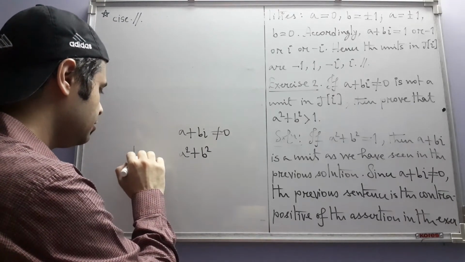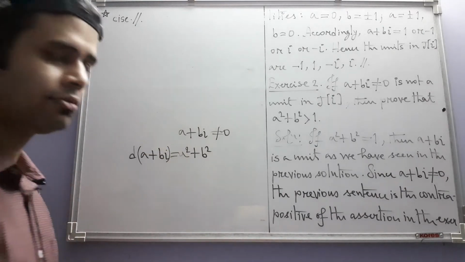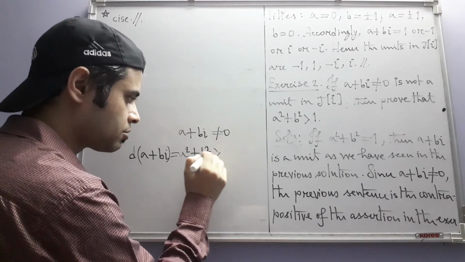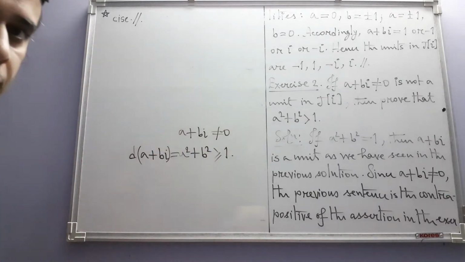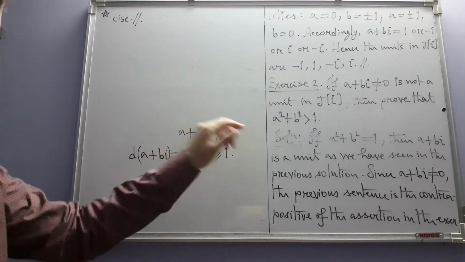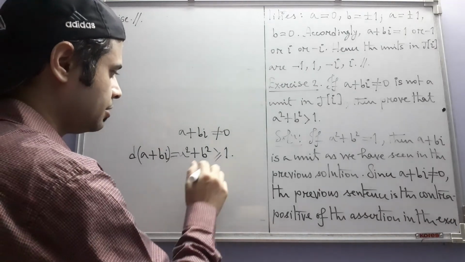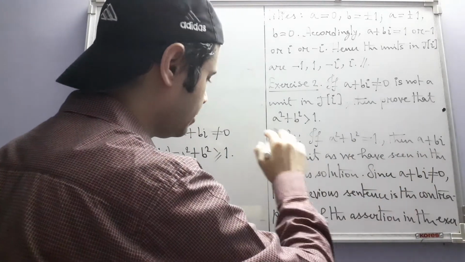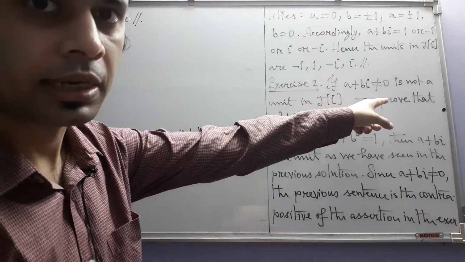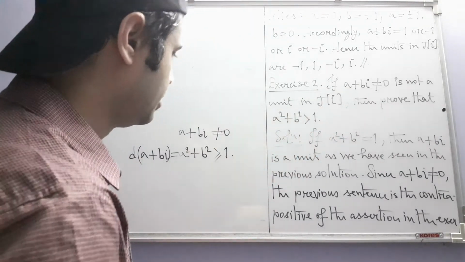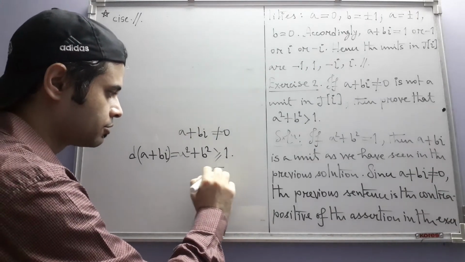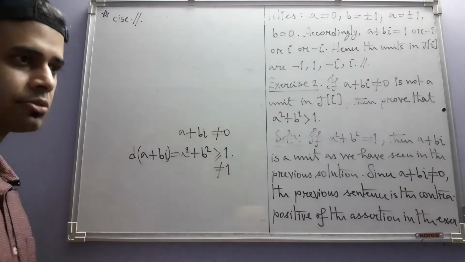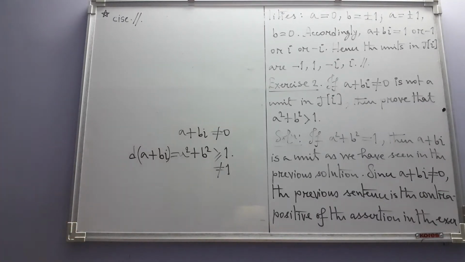So a square plus b square is a non-zero integer, and in fact a positive integer. Why? Because that is the d value of a plus bi, and we know that the d function gives us non-negative integral values. So since it has to be positive, it has to be greater than or equal to 1, and this is coming only from the condition that a plus bi is not equal to 0. Now if a square plus b square is 1, then a plus bi has to be a unit, but it is given that a plus bi is not a unit, so that hypothesis is contradicted. That's why a square plus b square cannot be equal to 1. So it is not equal to 1, just like it is not equal to 0. So the only possibility is that a square plus b square is greater than 1. That's how we get this solution.